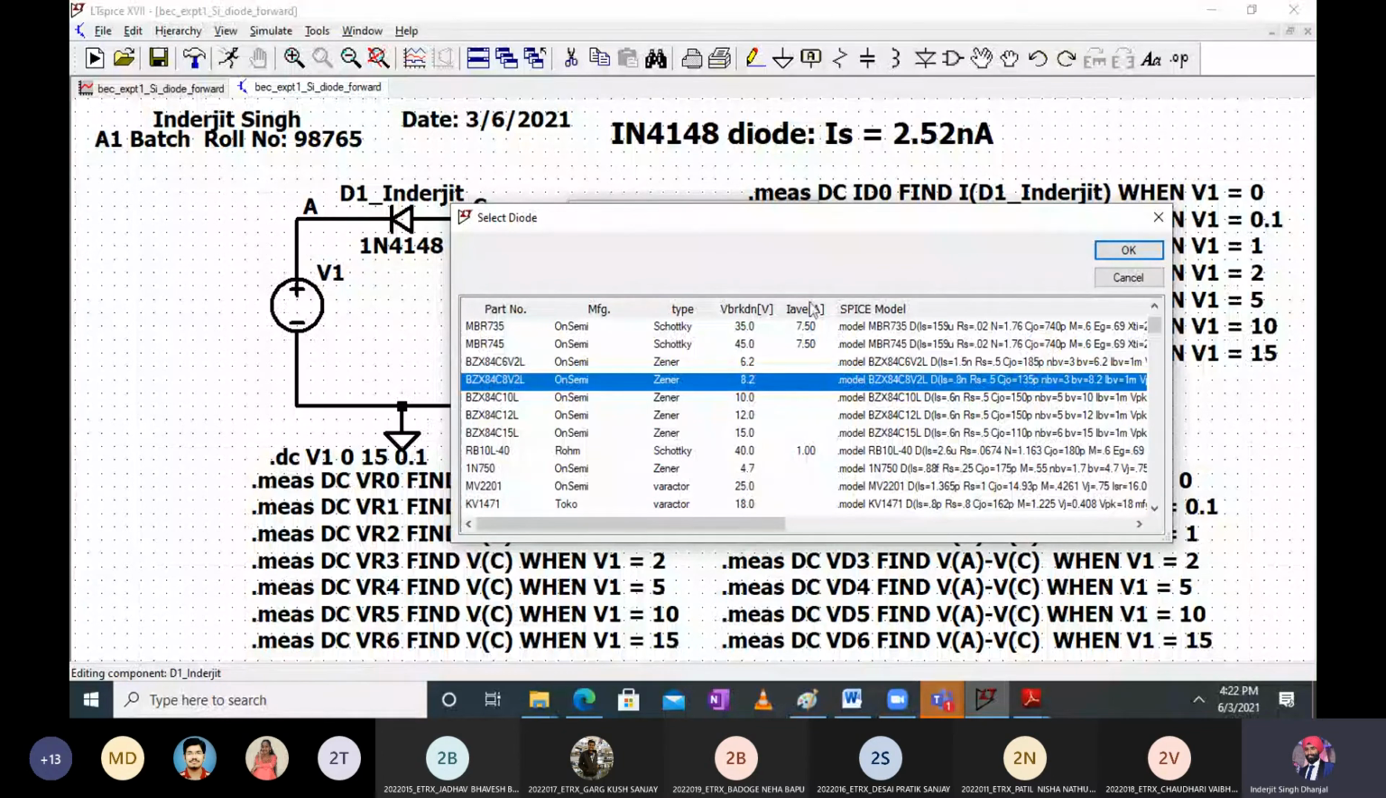Just do that, just this much. So it has changed from silicon to Zener diode, and now I can directly get the output characteristics. See this.